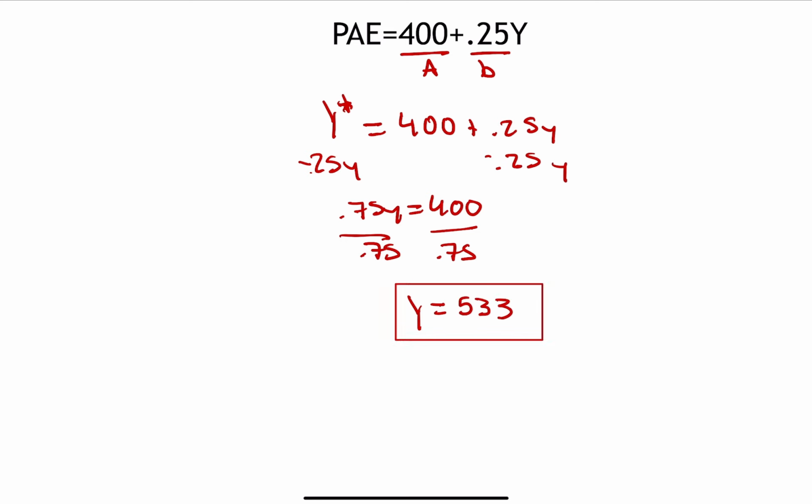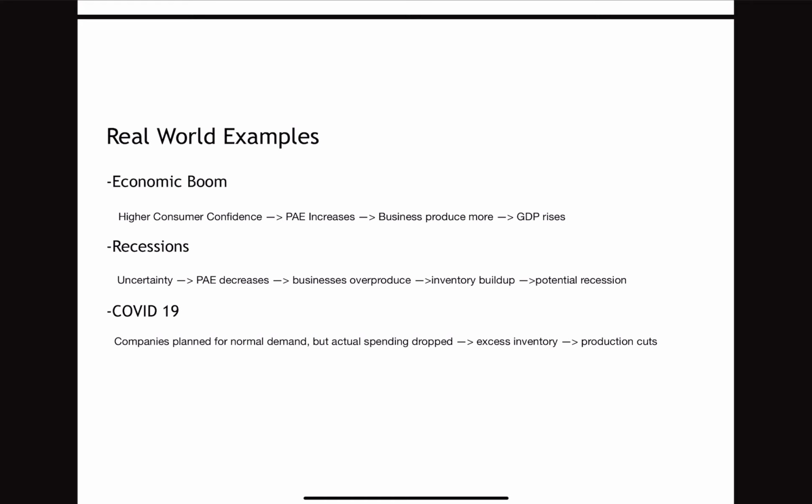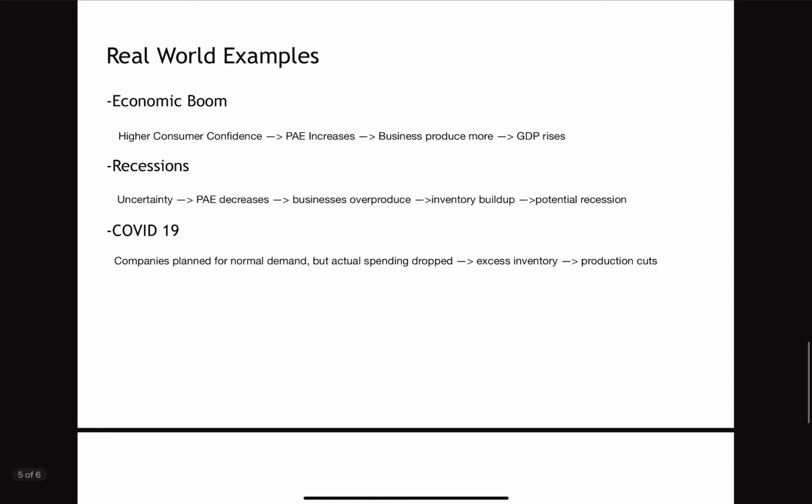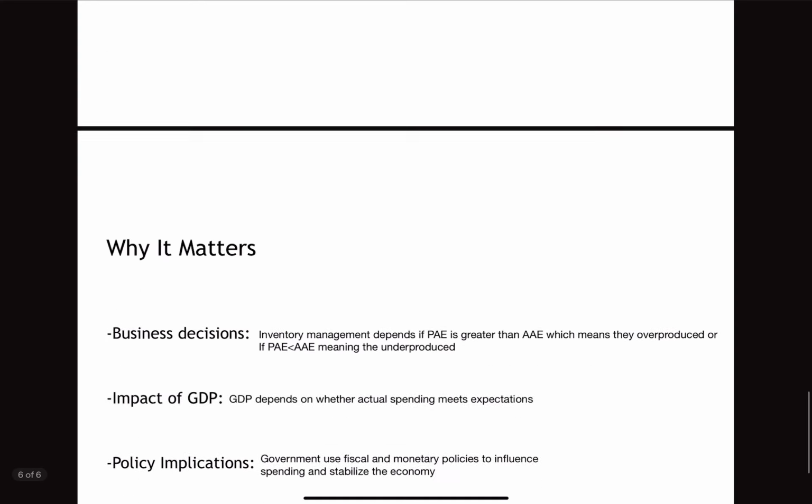So, real-world examples for this. One is the economic boom, which is when consumers have high confidence, which would increase PAE, so businesses would produce more, therefore GDP would rise. Now for recessions, there's uncertainty, so there's not as much confidence. This would mean that the PAE would decrease, so businesses would overproduce and their inventory would build up, leading to a potential recession. In COVID-19, companies planned for normal demand, but actual spending dropped when the pandemic hit, so this led to excessive inventory, which led to production costs.